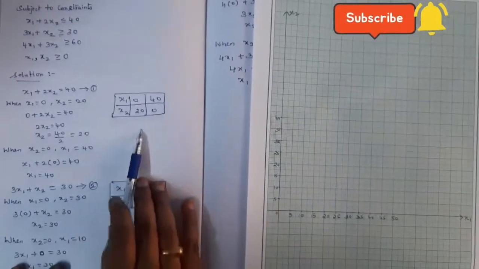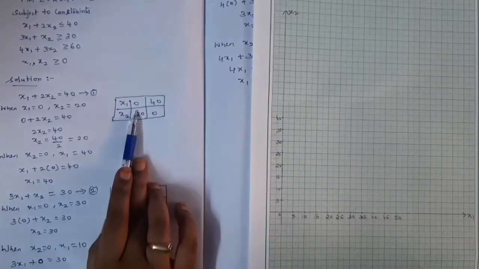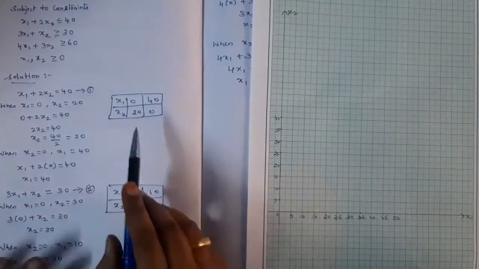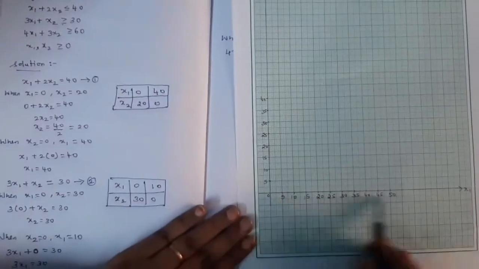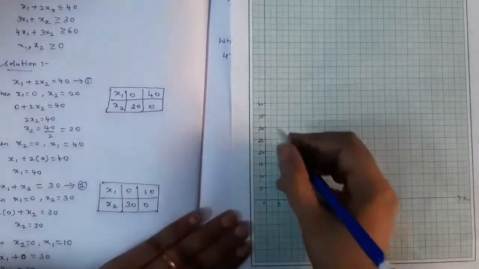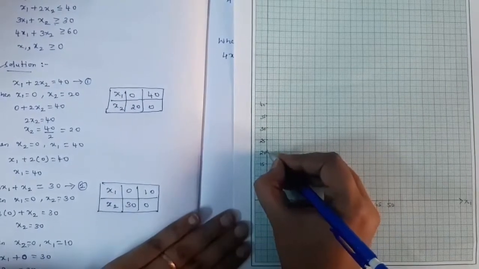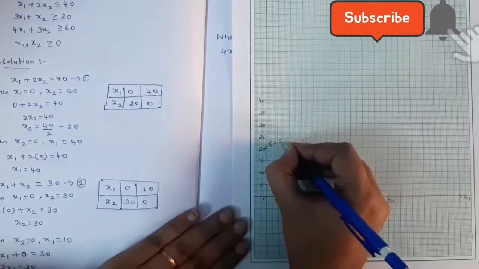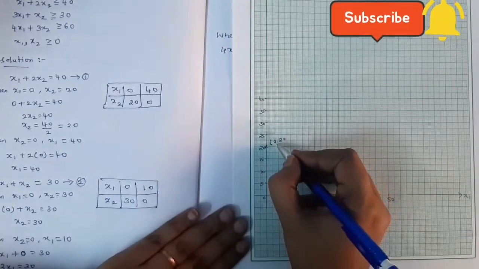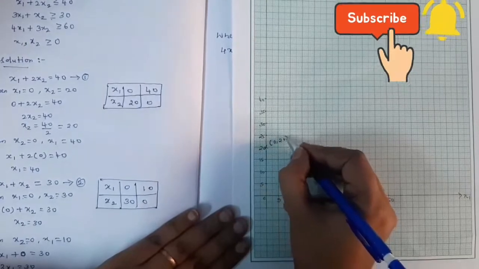First, take down the first constraint table value. So when x1 is 0, we have got x2 as 20. So here at 20 you mark a point and write down (0, 20). So 0 is the x1 value and the x2 value is 20.